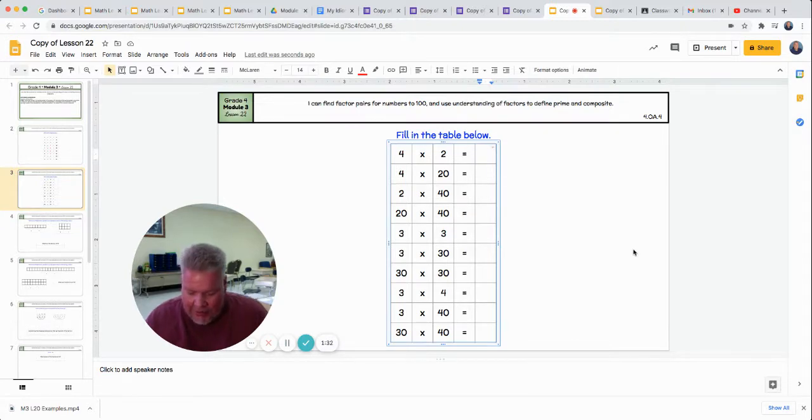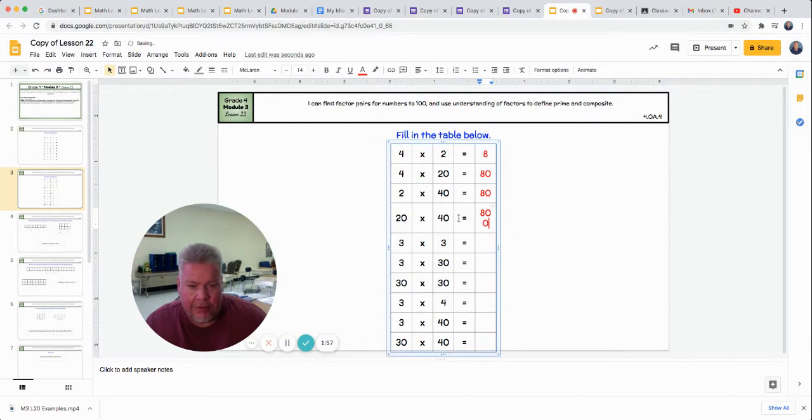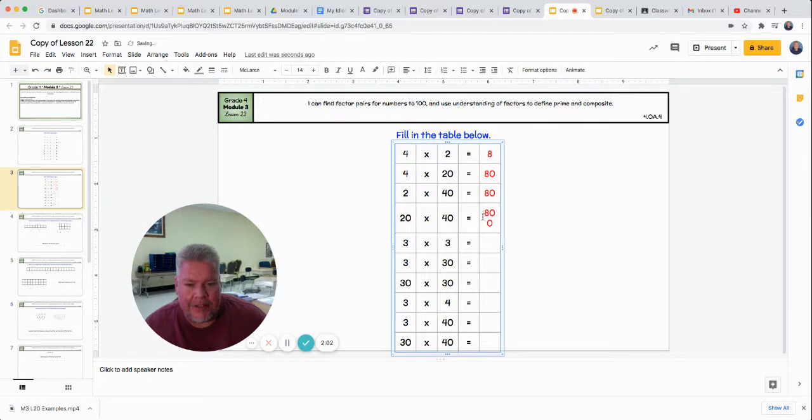These are easy. 4 times 2 is 8. So what would 4 times 20 be? 4 times 2 is 8, and we add that 0, 80. 2 times 40. What's 2 times 4? 8. We add the 0, 80. 20 times 40. Well, we've got that 2 times 4 still, and that's 8. And how many zeros? 1, 2. So that's 800, okay?